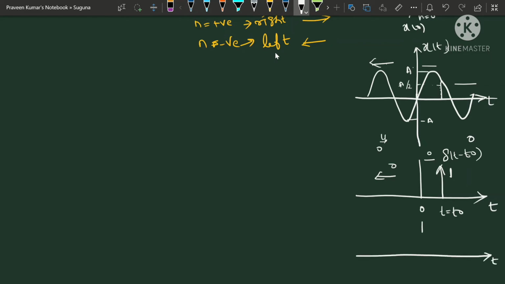This is t, this is x of t, del of t minus t naught. Okay, this is t naught. What is the value? A by 2. So how did a by 2 come? What is the value of x of t naught? A by 2, right? And which is multiplied with what? Del of t minus t naught, which is equal to 1. So this into this, a by 2 into 1, it is a by 2. Understood? Now we look at it theoretically.